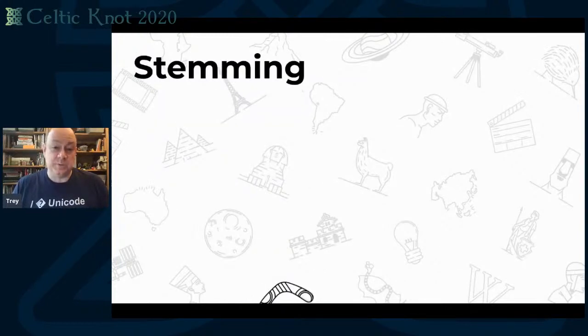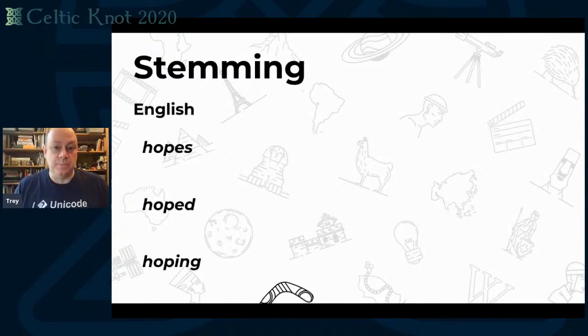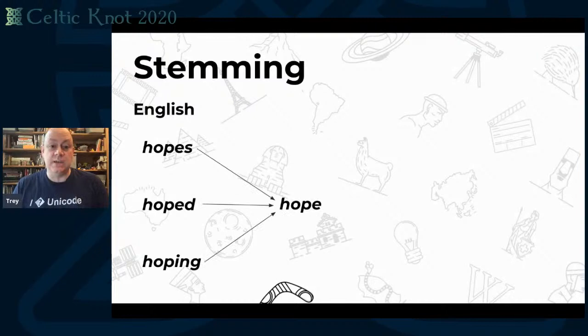A very useful language-specific processing step that unfortunately is not available for every language is stemming, which tries to reduce words to a stem or base form. The main goal of stemming is for related forms of a word, like here we have hopes, hoped, and hoping, to all be transformed to the same stem, in this case hope, so that searching for one finds all the others.